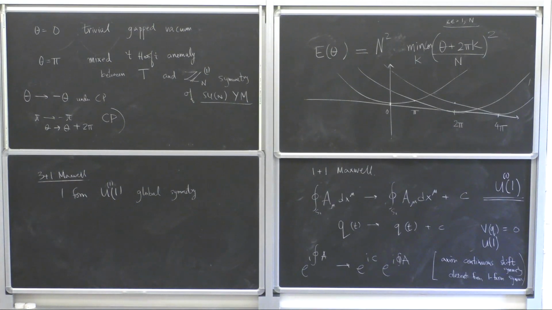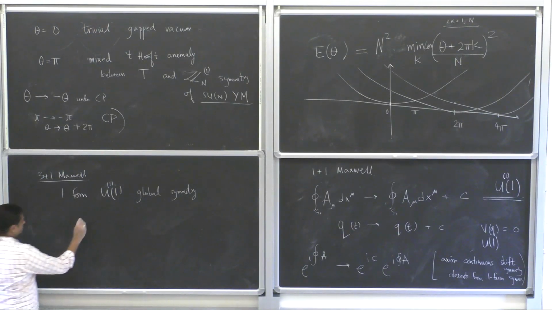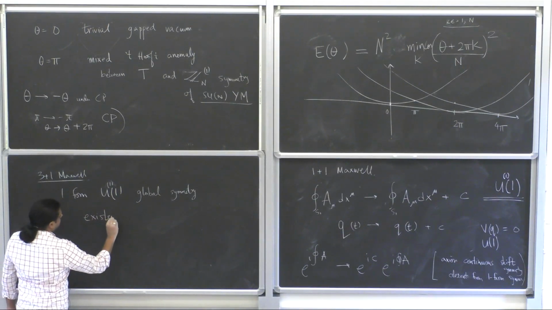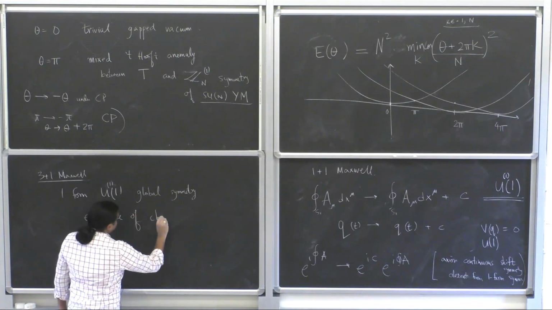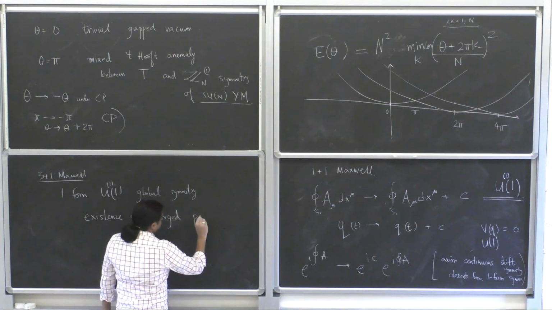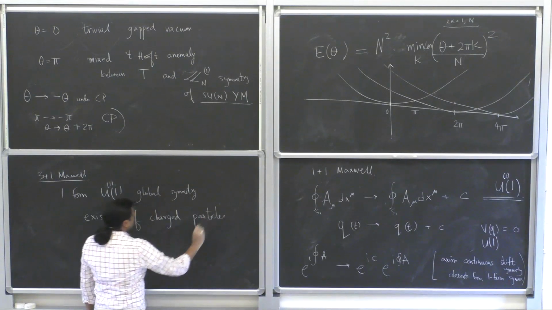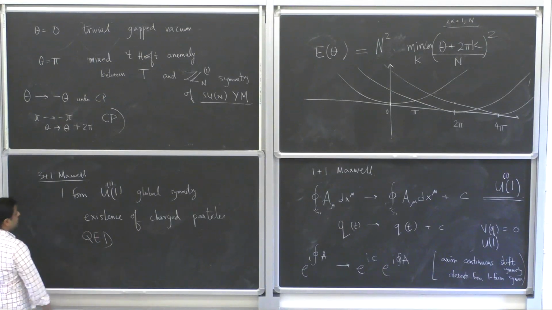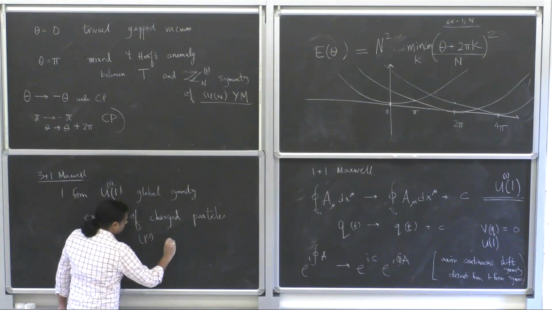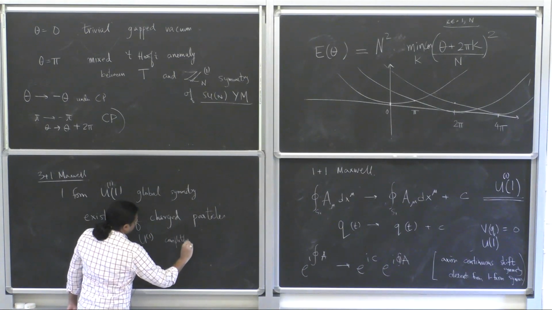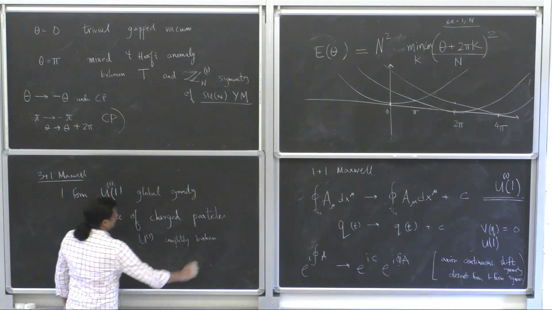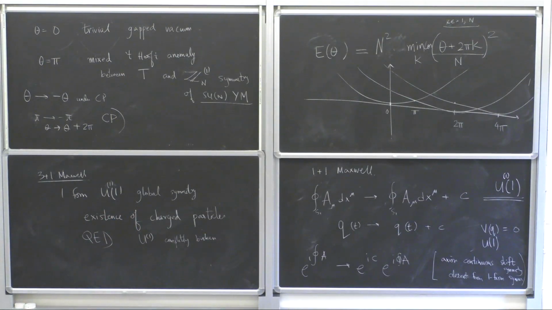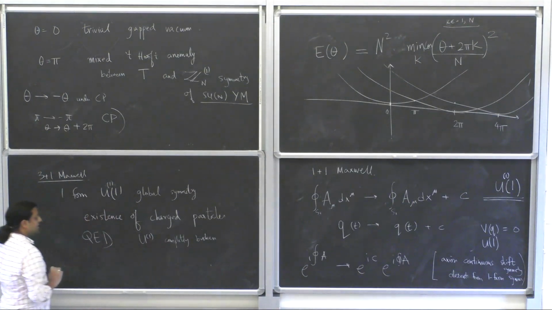The explicit breaking of these kinds of global symmetries takes the form of the existence of charged particles. So in particular, QED, a theory with photons and electrons, the U1 symmetry is completely broken. Assuming the electron has the fundamental unit of electric charge, which is the standard assumption we make.